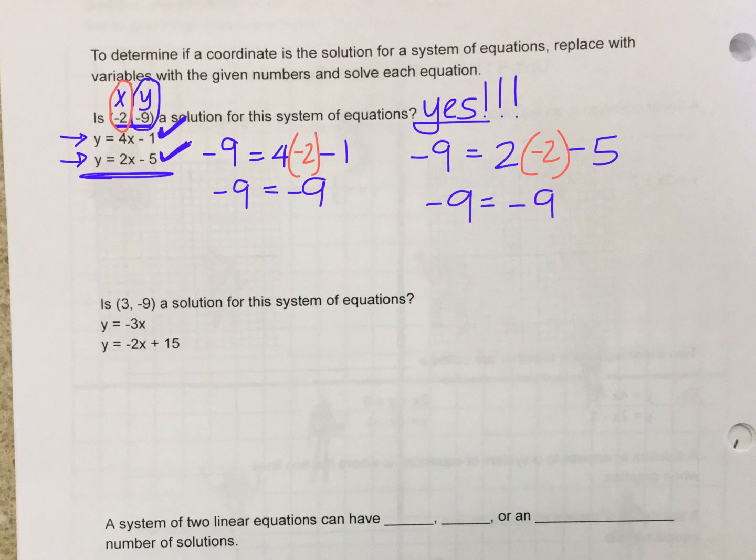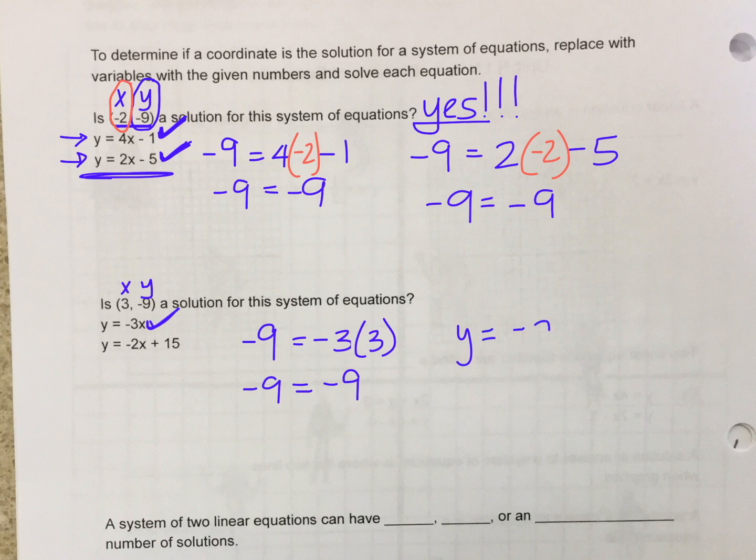Let's do the same thing with the next one. I've got my x and my y. I'm going to write my first equation. Instead of y, I'm going to erase that, and I'm going to write that negative 9. It just happens to be the same in both of them. Instead of the x, I'm going to write a 3. Negative 9 equals negative 3 times 3, which is negative 9. Okay, that one works. So let's try the next one.